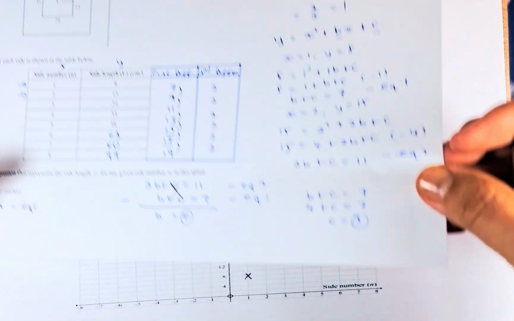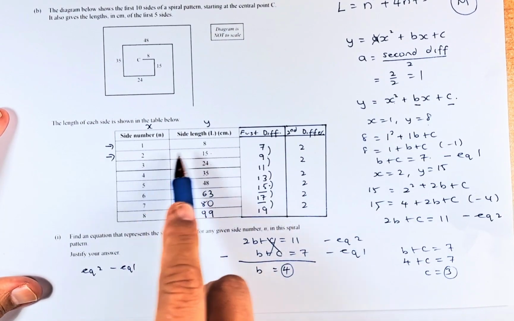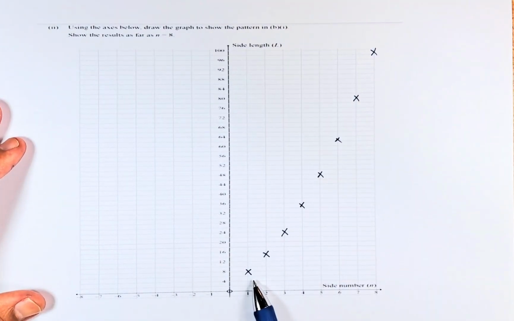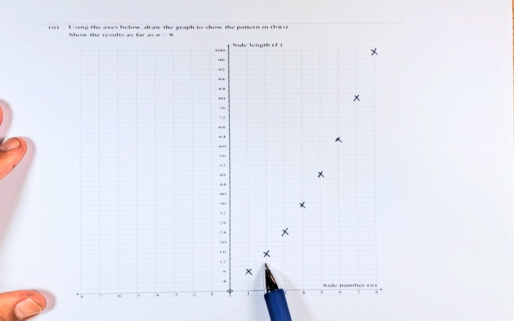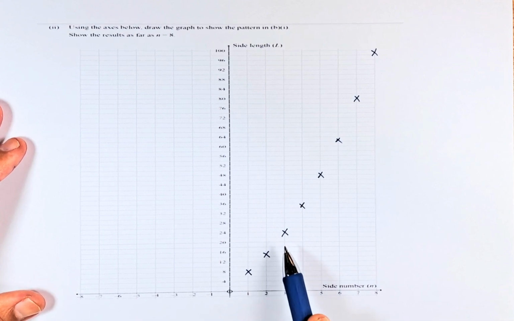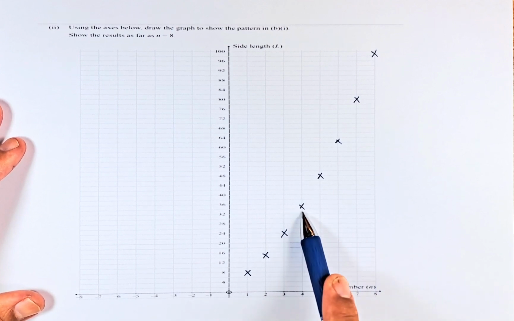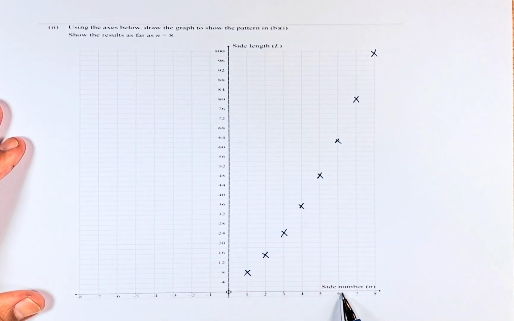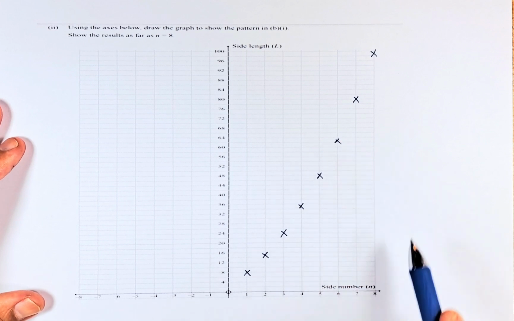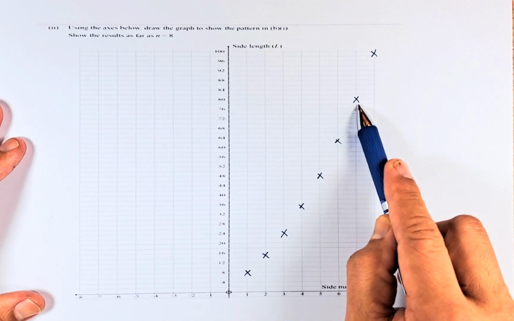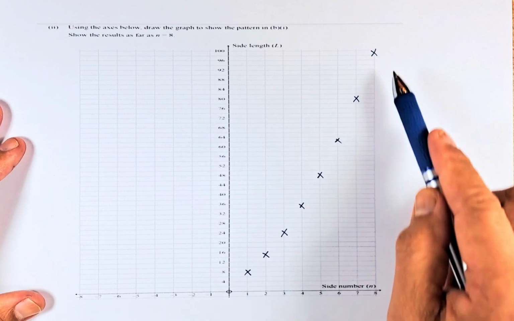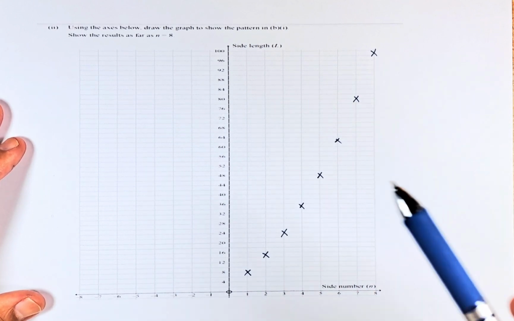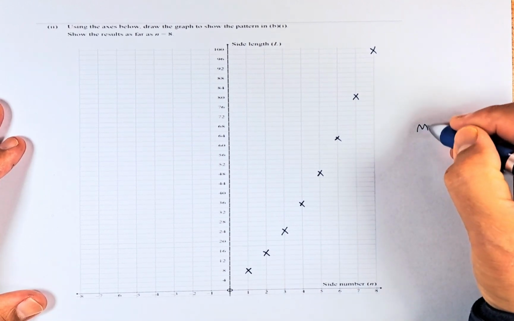Okay, so the first point is 1, 8, 2, 15, 3, 24. So 1 is 8, 2 is 15, 3 is 24, 4 is 35, 5 is going to be 48, 6 is going to be 63, that's what we found, 7 is going to be 80, and 8 is going to be 99. If you can plot that graph, you get a merit.